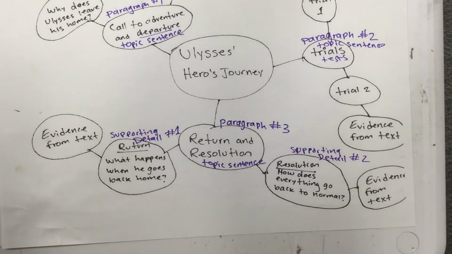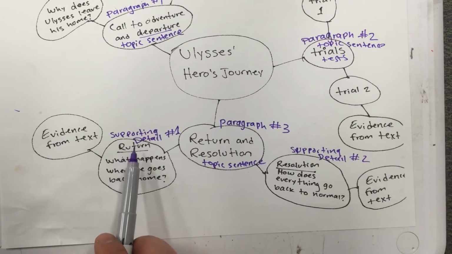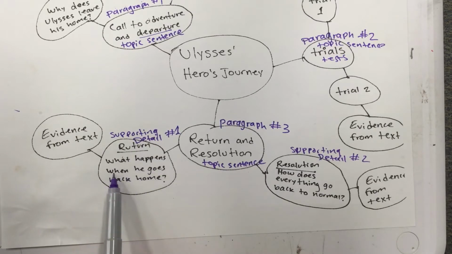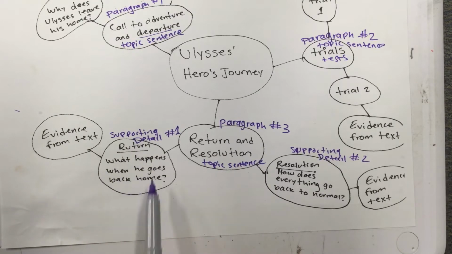So look at the sentence frames, and for the return, you have to tell me what happens when he goes back home. When Ulysses goes back home, what happens? Remember that he was trying to kill all of the suitors. So he was trying to come up with a plan, and he didn't look like himself. He was disguised as a beggar, so that's how he looked like. And just tell me what happens when he goes back home.